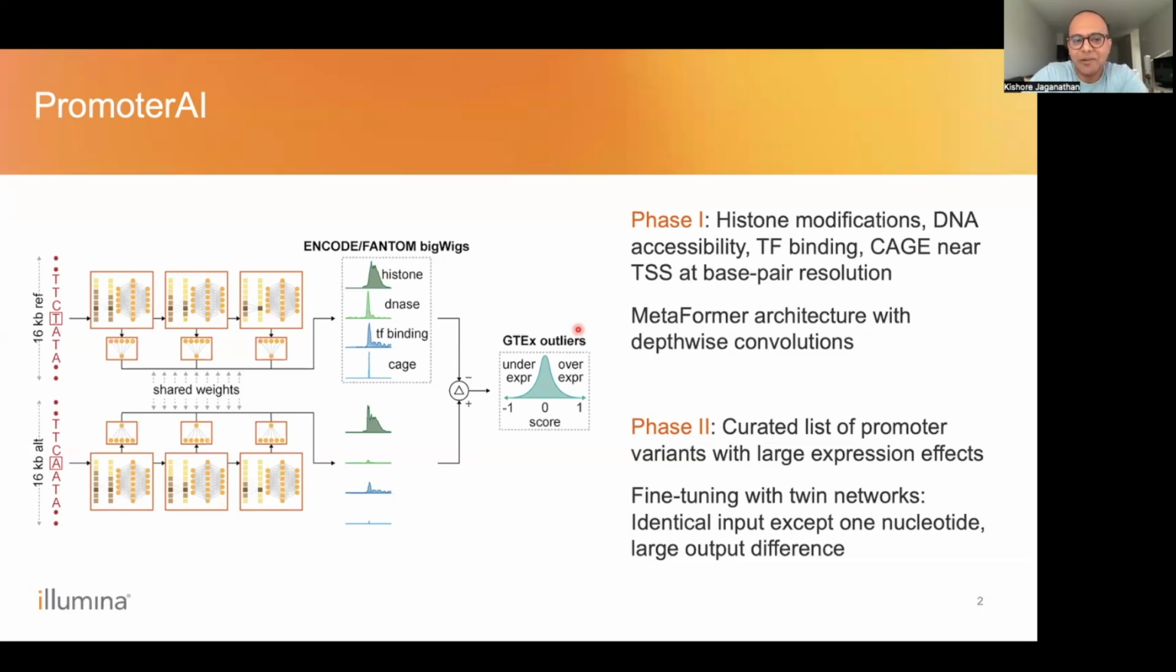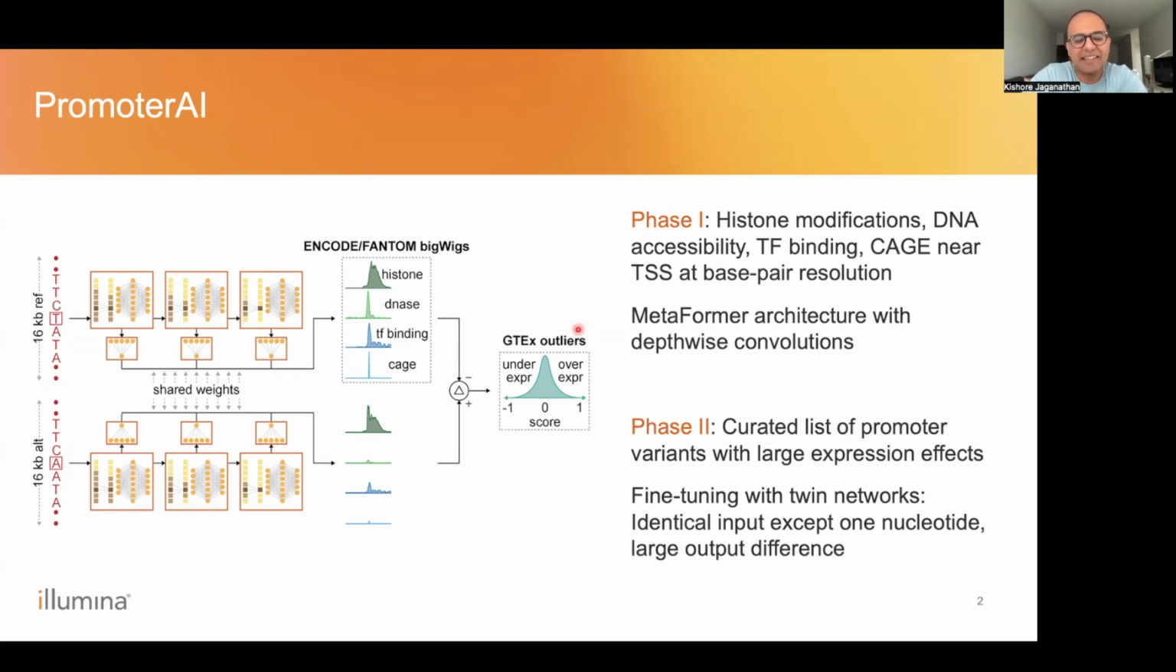The output of the model shares a lot of similarities with other models in this category. For gene expression, we use CAGE, which is essentially gene expression at nucleotide-level resolution. In addition to CAGE, we also predict histone modifications, DNase, and TF binding at nucleotide resolution around the transcription start sites.